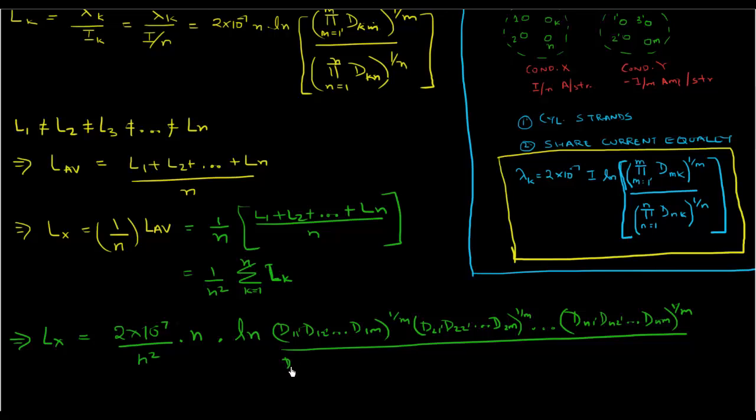So you'll have d11, d12, so on all the way up to d1n to the power of 1 by n, so on for strand 2, all the way up to d2n to the power 1 by n. Similarly for strand n, all the way till dnn to the power 1 by n.